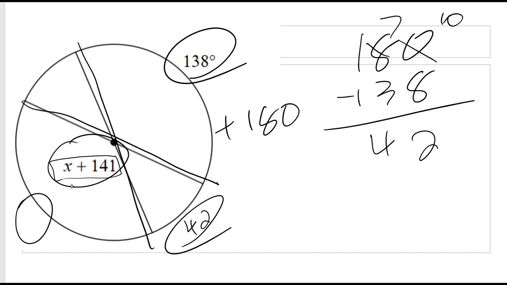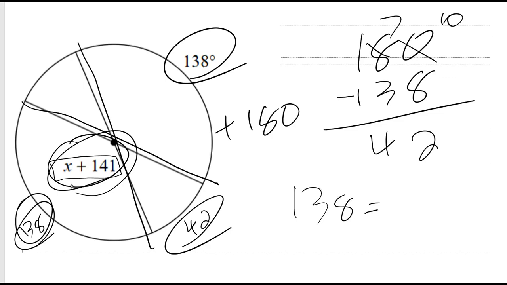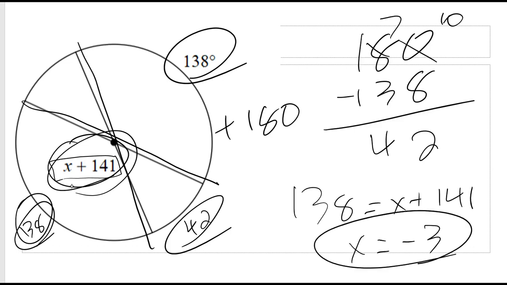And I keep going, I do the same thing I did there, I take 180 minus 42, I get 138. And now, wow, these two have to be congruent, which makes that go right back to 138 equals x plus 141. And I can solve it, I still get the same thing, x equals negative 3. There we go, I think that was the last thing I got. So two ways to do it, up to you to decide.